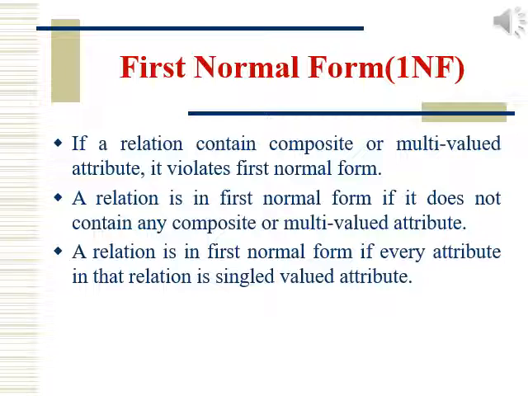Now moving on, first normal form, also called 1NF. If a relation contains a composite or multi-valued attribute, it will violate the first normal form. It means a relation is in first normal form if it does not contain any composite or multi-valued attribute. In other words, you may say a relation is in first normal form if every attribute in that relation is a single valued attribute.